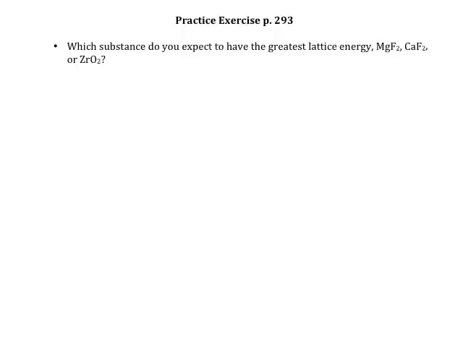This is a practice exercise, page 293 in the textbook. We're looking at 3 different substances and trying to determine which one has the greatest lattice energy. So it'll help to remember the equation for lattice energy, which is that the energy is equal to constant K times Q1 times Q2 over the distance between the two charges.